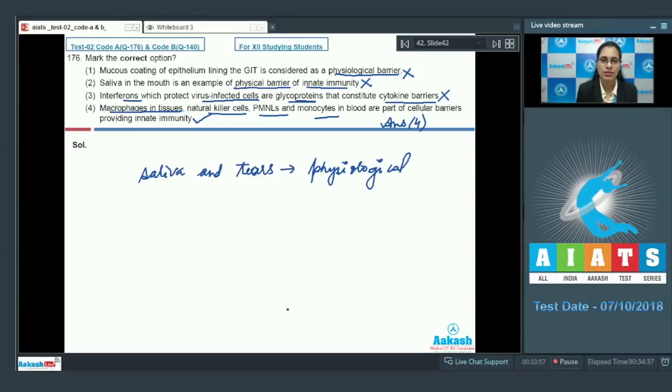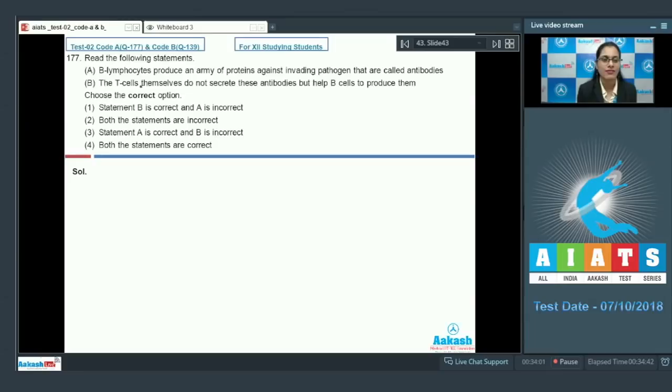Let's discuss our next question. Question number 177. Read the following statements. The very first statement is B lymphocytes produce an army of proteins against invading pathogen that are called antibodies, and this is a correct option. These antibodies are glycoproteins which are produced by B lymphocytes on activation when they encounter pathogens.